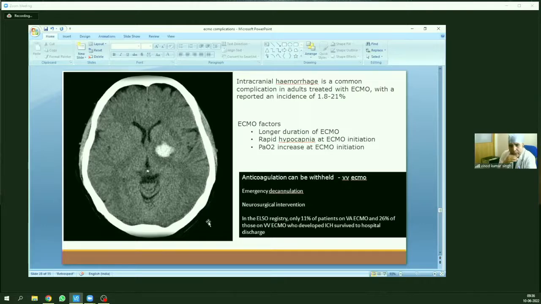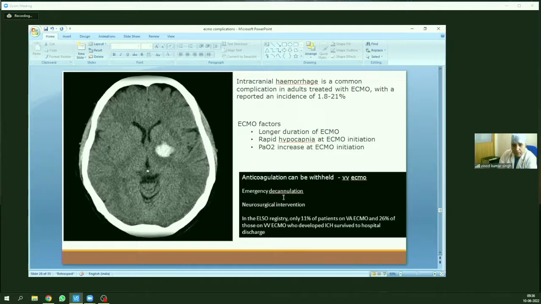And also, if you have hyperoxia, that has also been correlated with intracerebral hemorrhage in such a situation. Now, what to do? It is quite challenging whether to continue or discontinue the ECMO support. Most of the time, the anticoagulation has to stop. And if the patient is on VA ECMO, then you do not have any other option than to discontinue the VA ECMO support because you have to stop the anticoagulation.